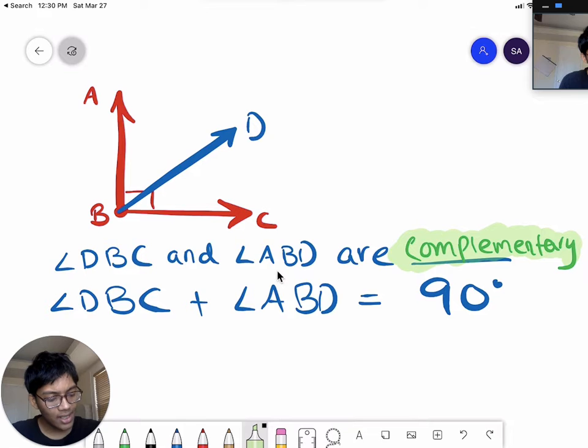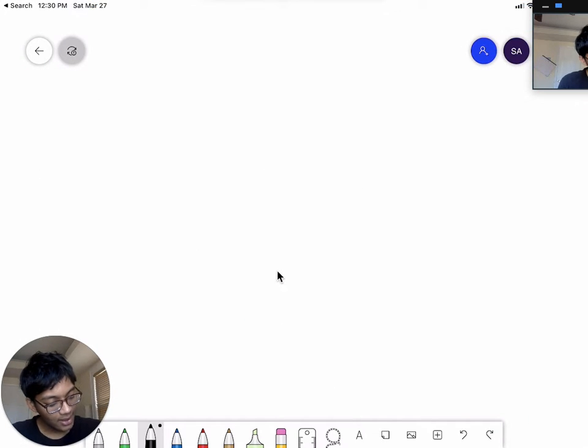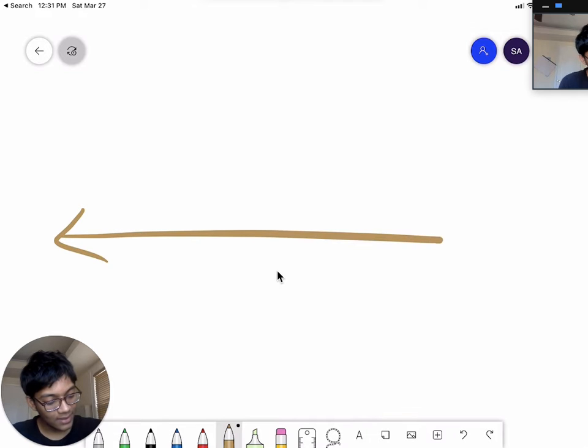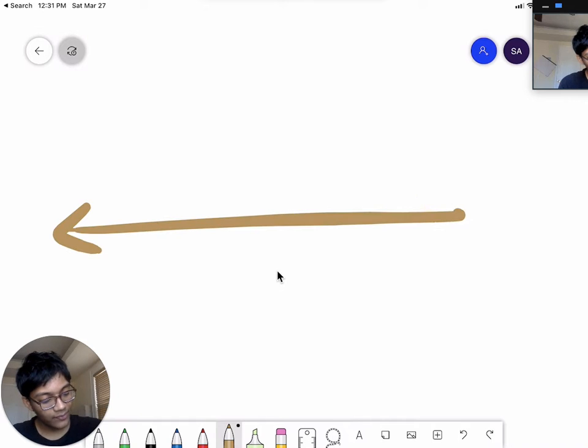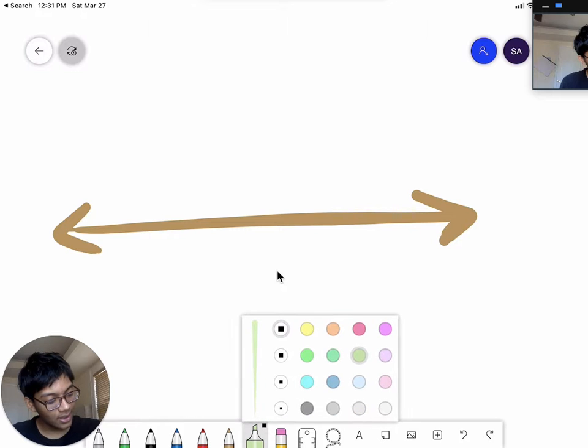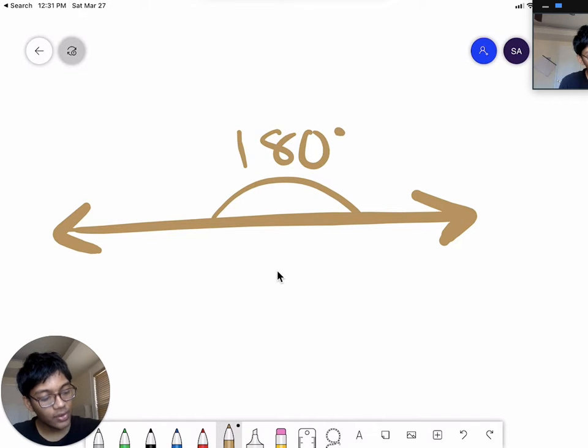Let's check out another type of relationship, and that's going to be happening with these guys. Hopefully you remember what these are. Those are just a line. Oh my gosh, my drawing's out of touch today. Okay, so that's a line. And how many degrees in a line? Do you remember? Did I even explain? Well, a line has exactly 180 degrees.